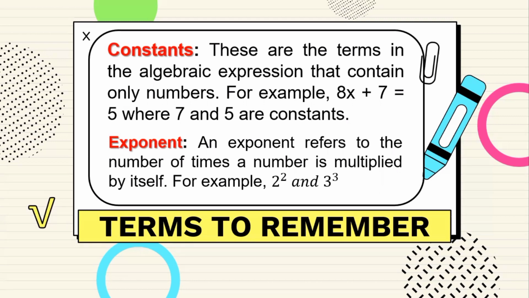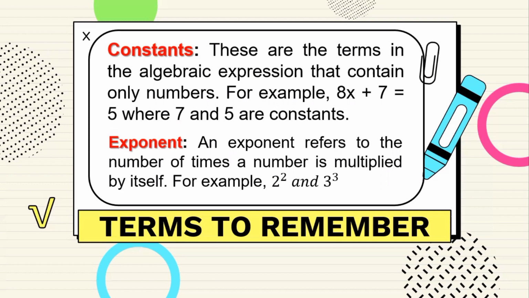For example, we have 8x plus 7 equals 5, where 7 and 5 are what we call now the constants of the given equation. Okay? Or if we remove the equals 5, let's say 8x plus 7 is the given expression, then we can say that 7 is the constant of the given expression.